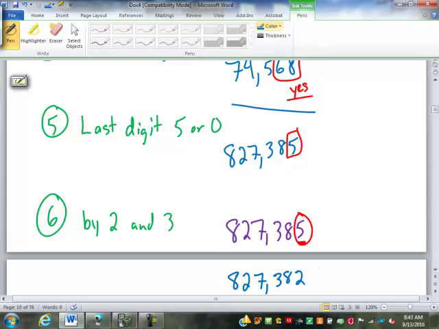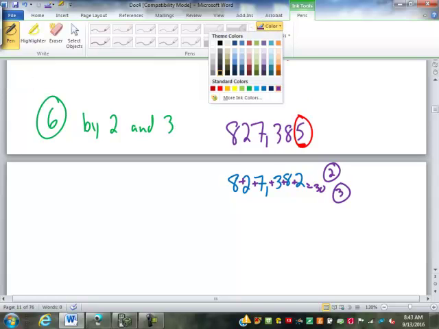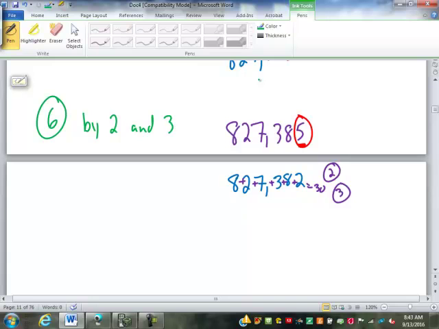Let's see, what am I going to put in here? 2. Is that divisible by 2? Yes, it's divisible by 2. Is it divisible by 3? Maybe. What's 8 plus 2? 10 plus 7 plus 3? 20. 20 plus 8 is 28, plus 2 is 30. Is 30 divisible by 3? Yes, so it's divisible by 3. No problem. I put you on the spot there. So yes, it's divisible by both 2 and 3, so it's divisible by 6.